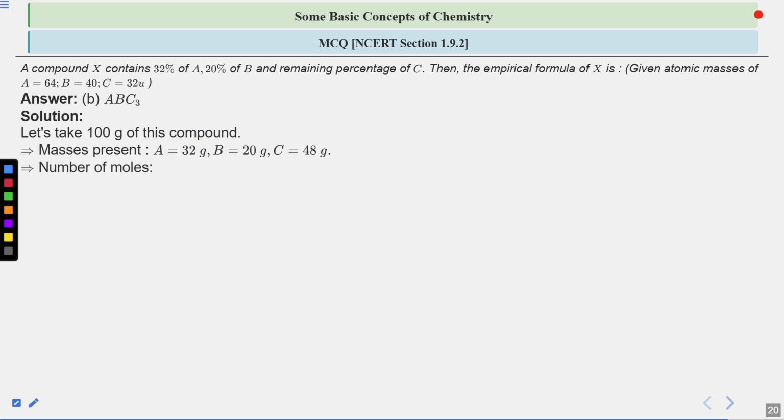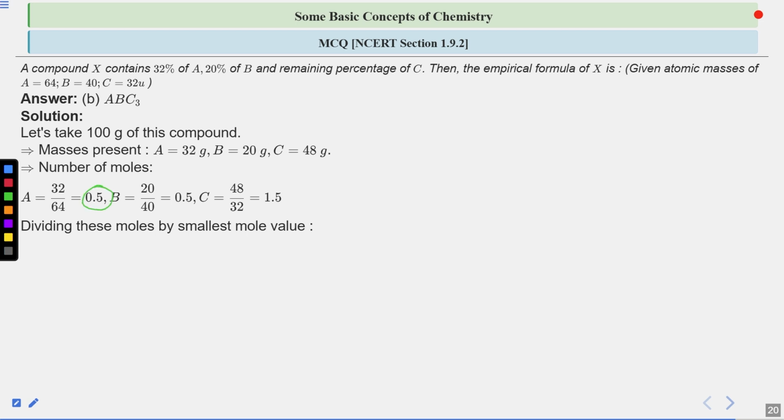Then calculate the number of moles. Use your formula, given mass by molar mass. The molar mass of each of these is given. You will get 0.5, 0.5 and 1.5. Now out of these three, 0.5 is the smallest one. So divide each of these by 0.5. You will get 1, 1 and 3. So this will be 1, this will be 1 and this will be 3. Therefore, the empirical formula will be ABC3.